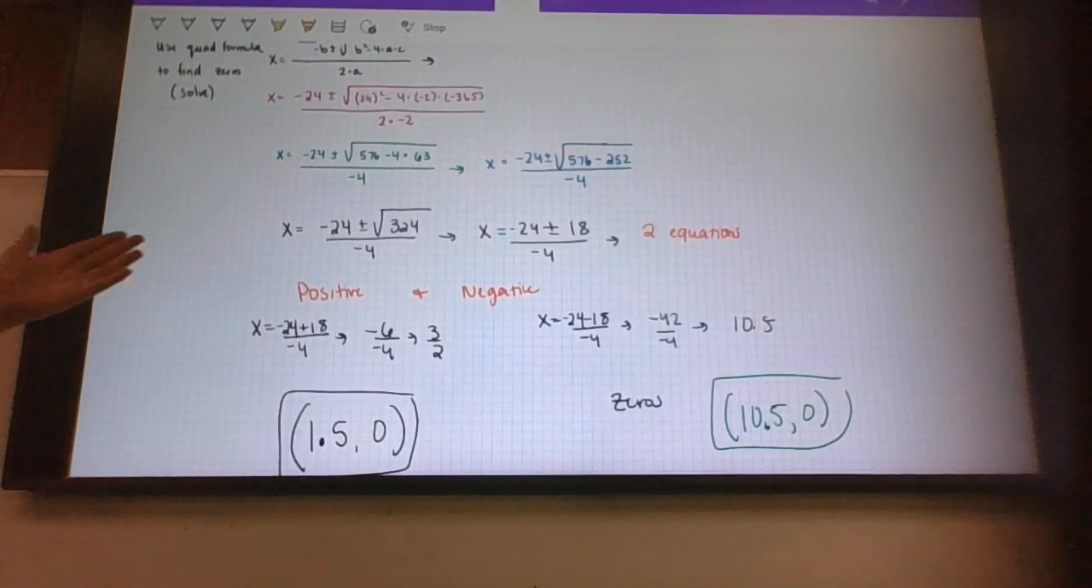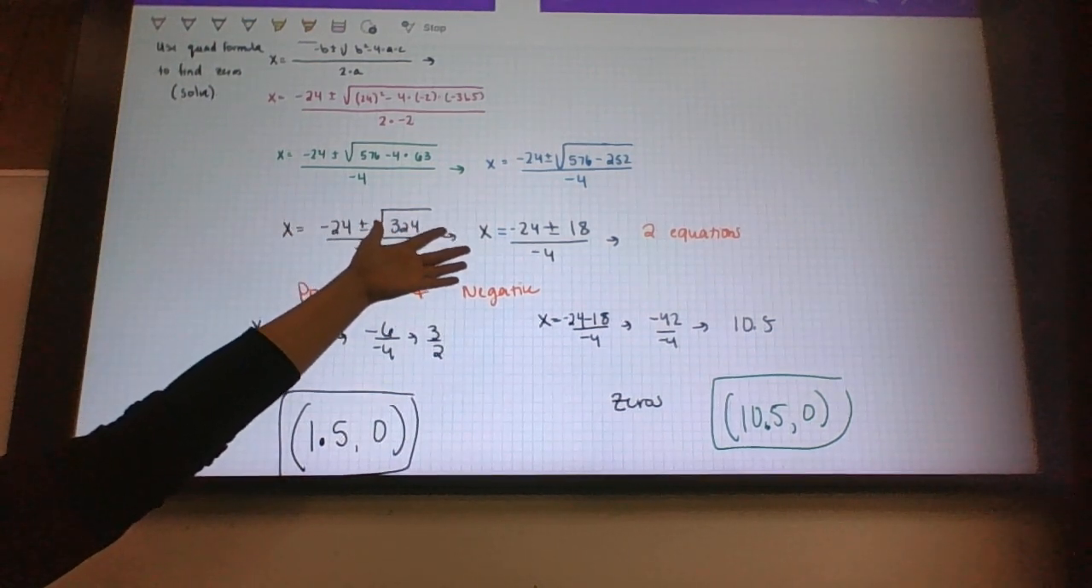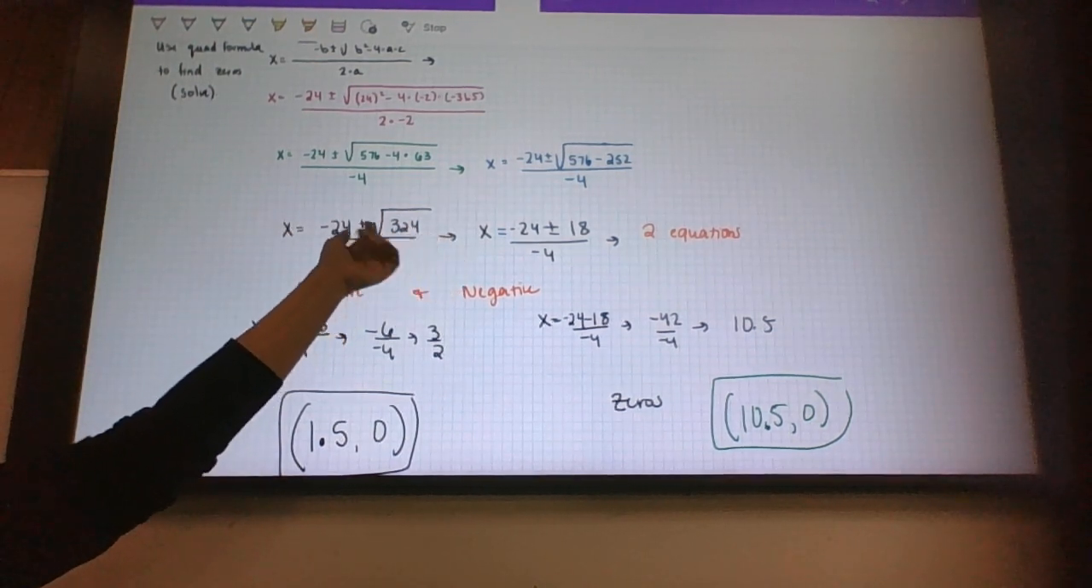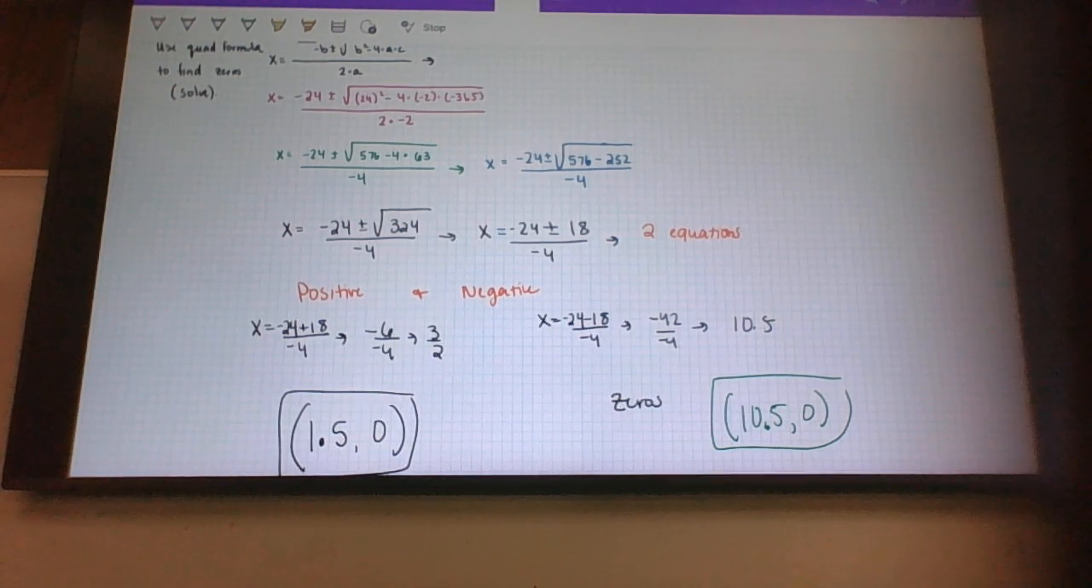I think that you got further than maybe almost anyone. That's good. Did anybody else try the quadratic formula on their own?